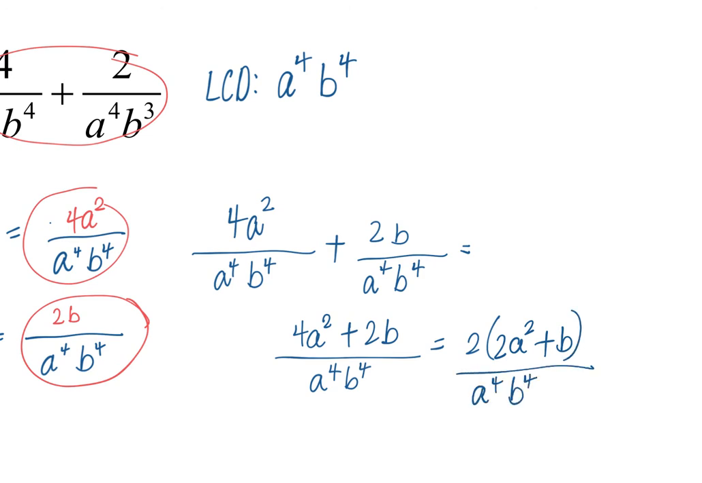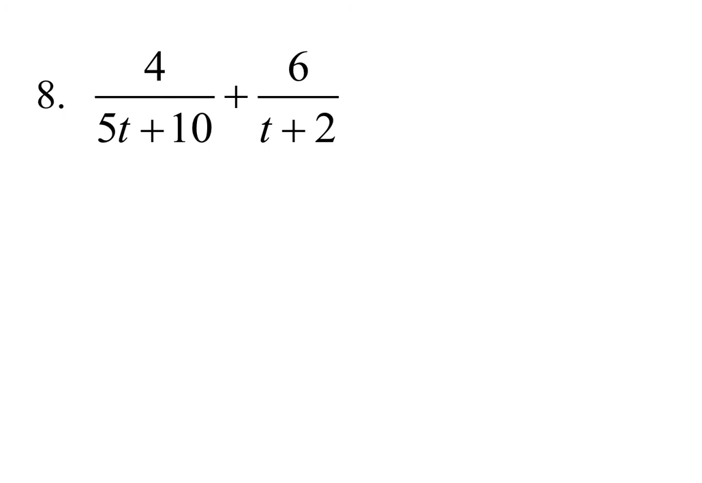The denominator doesn't factor, and this would be our final answer because nothing repeats in that top and bottom. On number 8, we need to build that LCD. So you want to make sure those denominators are factored. We can pull out a 5 and be left with t plus 2. And over here, we're already completely factored.